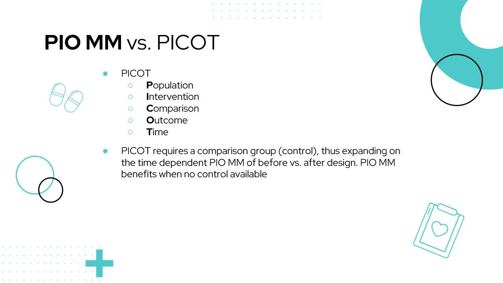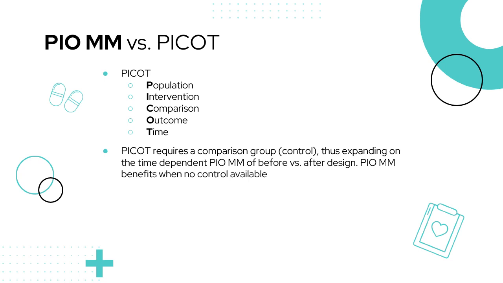So it kind of expands on the time dependency of PIO-MM, a before versus after design, right? What that means is with PCOT, while I need a comparison group, I can run two groups at the same time to test the intervention. With PIO-MM, I don't have that, so I'm going to use the people I have in my study as both control and intervention groups, but the difference here is going to be time, right?